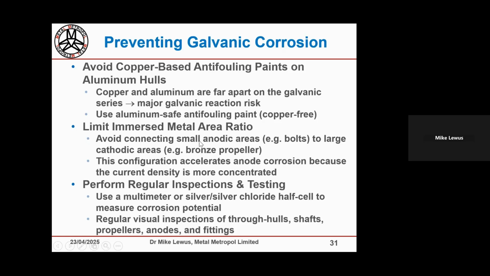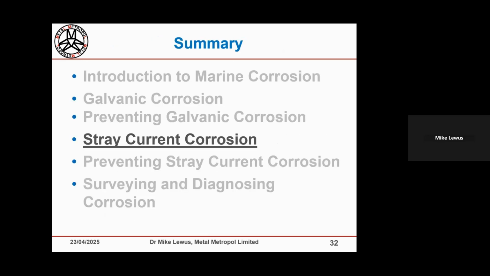Obviously I mentioned the importance of area ratio. Better to have a large anode and a small cathode than the other way around. And there are some routine ideas here that no doubt you already take on board. Regularly inspecting and testing is the way to go. Let me move on then. I'll keep going at this pace because it should leave a lot of time at the end to throw some questions out. Stray current corrosion.